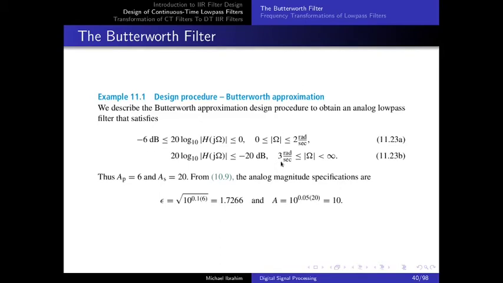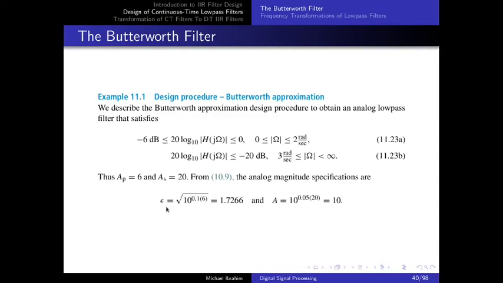And from 3 radians per second up to infinity, this would be the stop band. So 3 radians per second is omega s, the edge of the stop band. And in the stop band, 20 log magnitude h of j omega should be always less than minus 20 decibels, which means AS is equal to 20 decibels. So AP is 6 decibels, AS is 20 decibels.